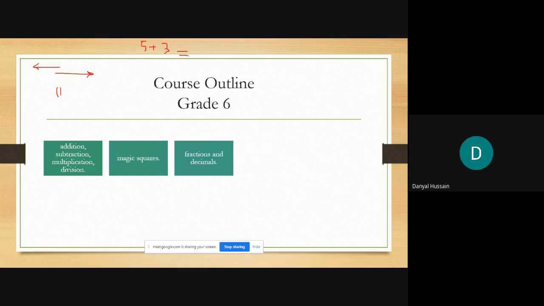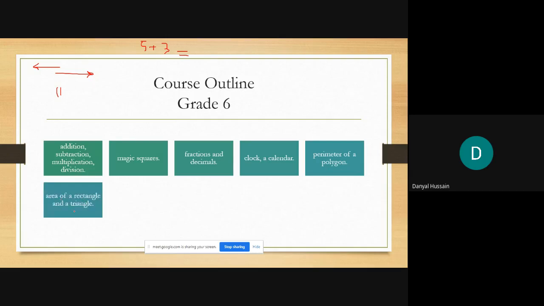Fractions and decimals concepts. Clock: we have to understand how a clock works and what to look at while reading the time. And a calendar, we can read the calendar correctly. Perimeter of polygons. Perimeter means the total boundary, the length of all the boundaries of a polygon. A polygon is a shape like a triangle, rectangle, or square. Area of squares, rectangles, and triangles is included in the grade 6 course outline.